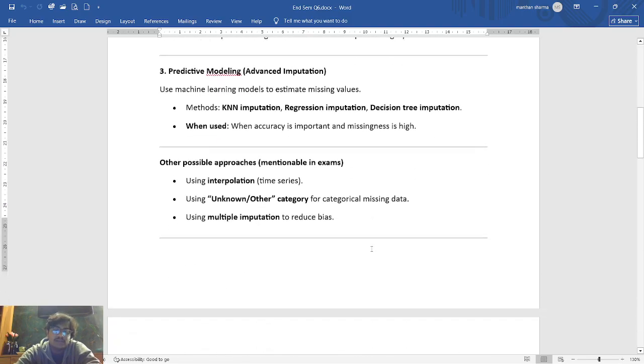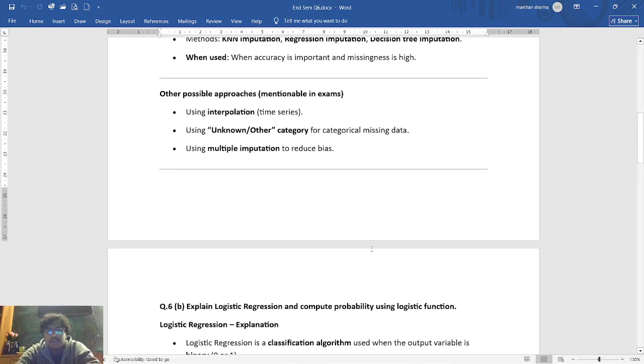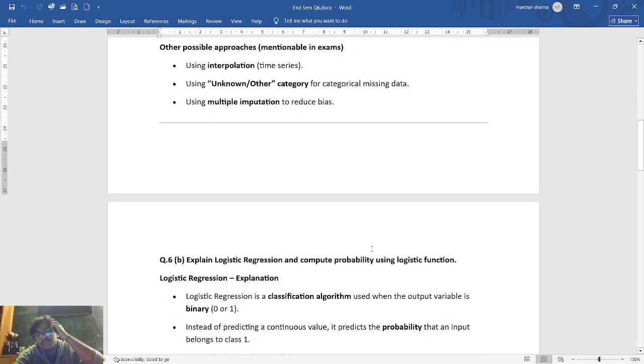The third approach is predictive modeling. Here we use machine learning to estimate the missing value, for example KNN imputation, regression-based imputation, or decision tree imputation. This method gives more accurate estimates, especially when missingness is high or when the data pattern is complex. They are powerful, but also more computationally expensive. Some other techniques I can suggest in addition are interpolation for time series, adding an unknown category for missing categorical data, or multiple imputation to reduce bias.